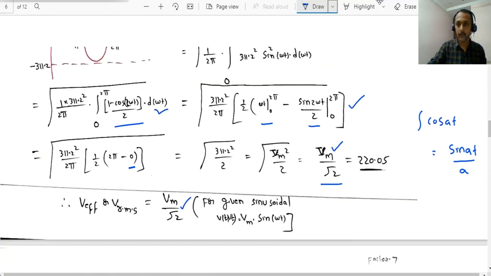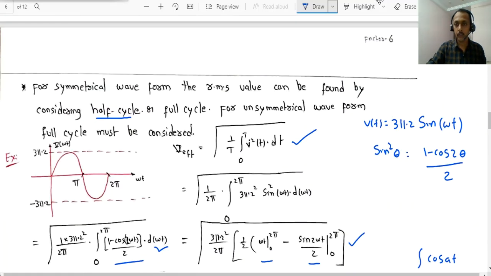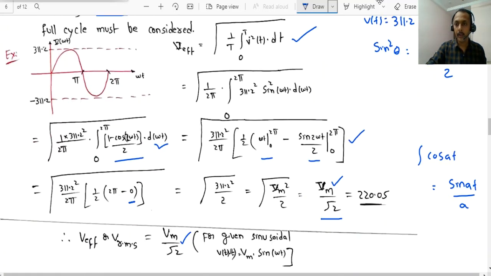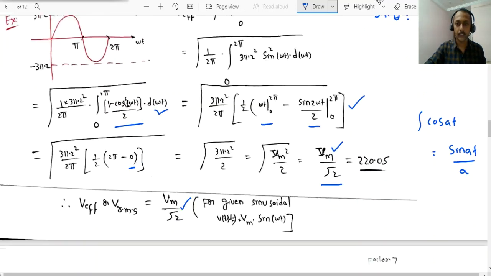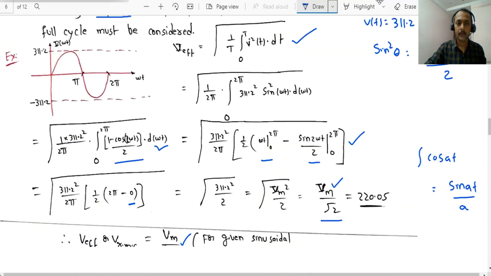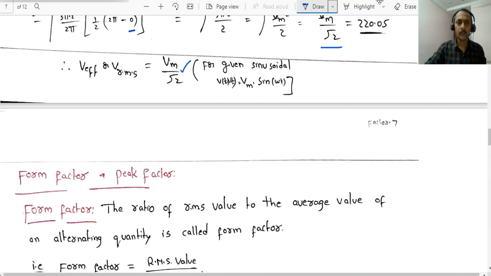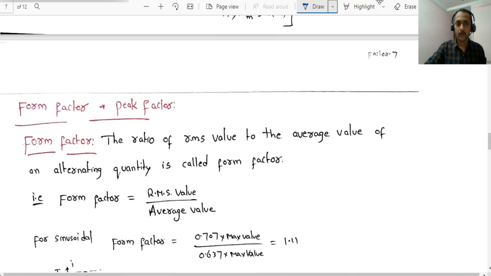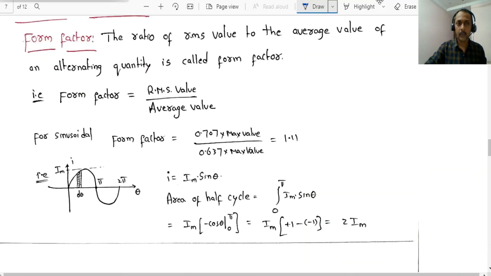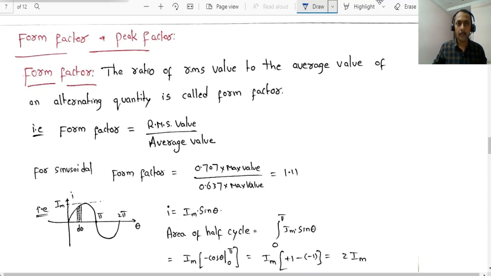Two basics are required: sin square theta equals 1 minus cos 2 theta by 2, and integral of cos at is sin at by a. Remaining things are very easy. Next. That is about the effective or RMS value. Now let me find out the form factor and peak factor. These two definitions a number of times you will be asked in the mid exams, or sometimes in problems also, we have to do that.